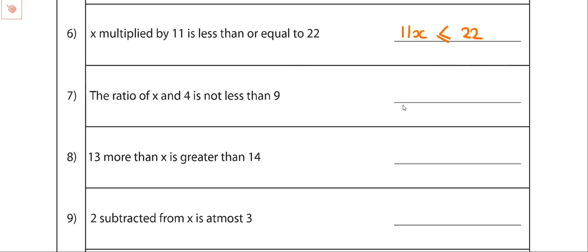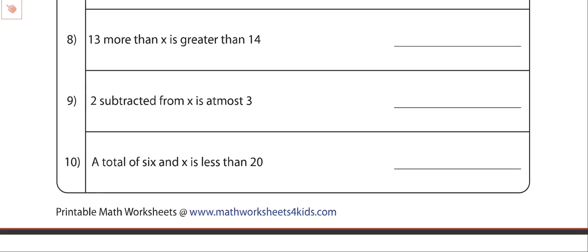The ratio of x and 4, well, ratio again, division, is not less than 9. Therefore, it's greater than or equal to 9. 13 more than x is greater than 14. 13 plus x is greater than 14. What about x plus 13 is greater than 14? That'll work. It's the same thing.